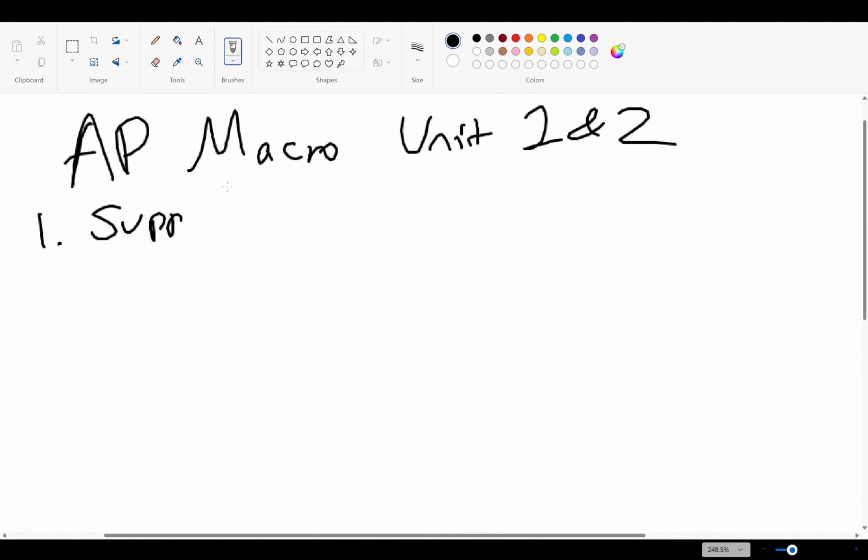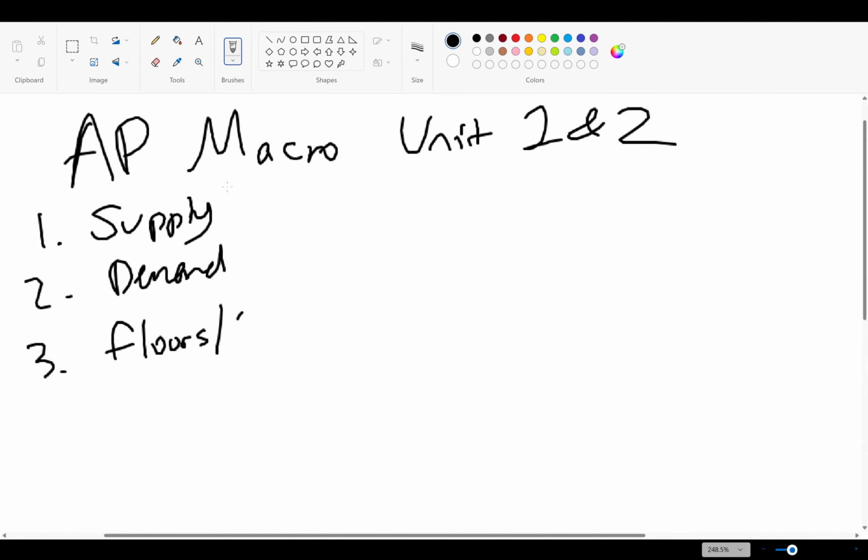We're going to be learning about supply curves, demand curves, and price floors and ceilings in quotas. And that's basically it. So without further ado, let's get started.